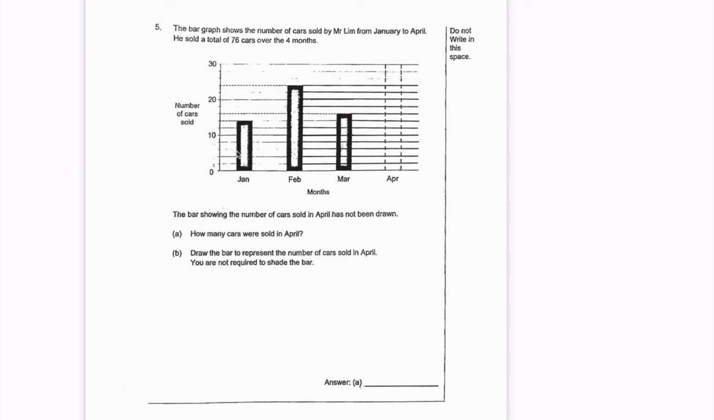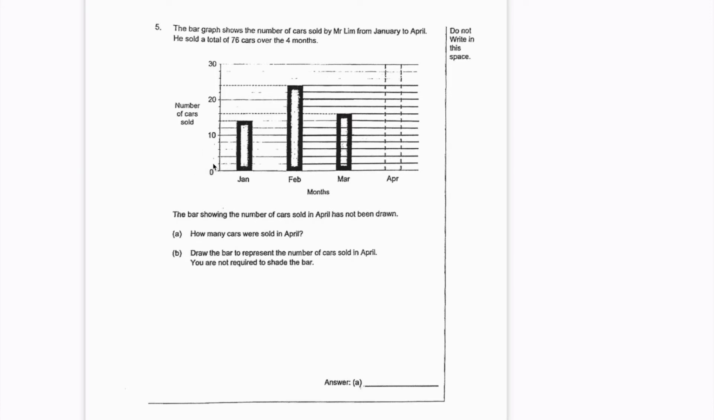So this is a bar graph, correct? It shows the number of cars sold by Mr. Lim from January to April. April is missing, so I'm guessing they'll make us draw. He sold a total of 76 cars over the 4 months. So let's count it first and then write the number at the bottom so it's easier for us. 1, 2, 3, 4, 5.